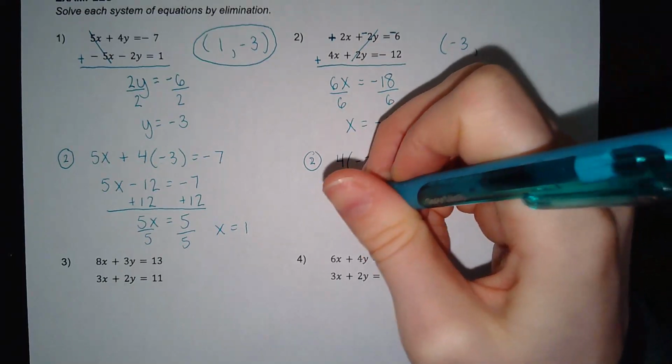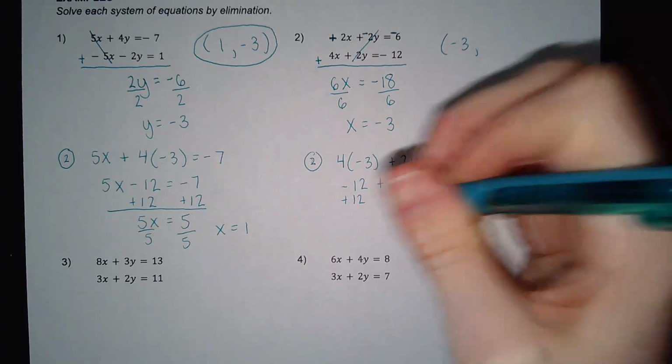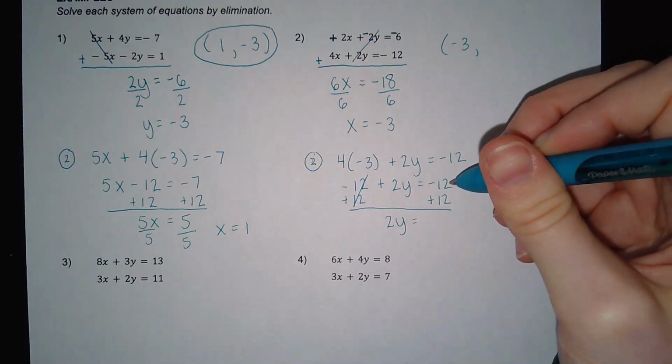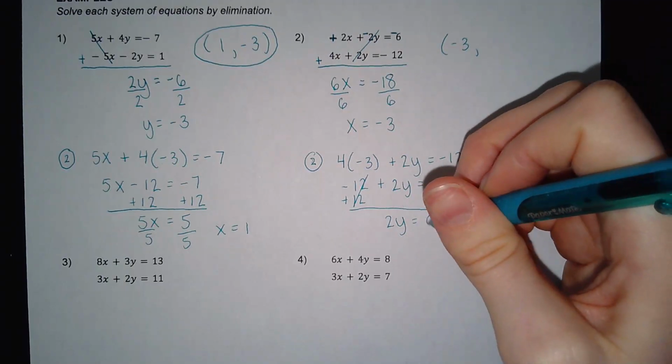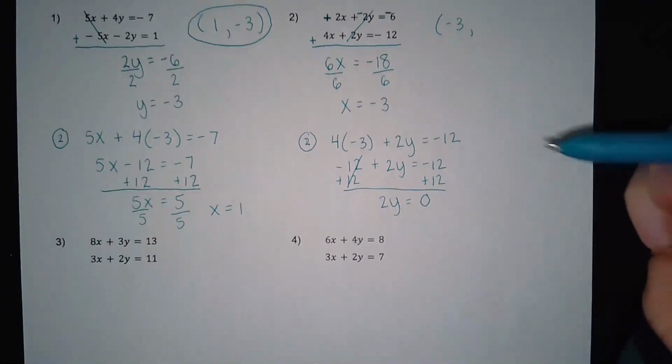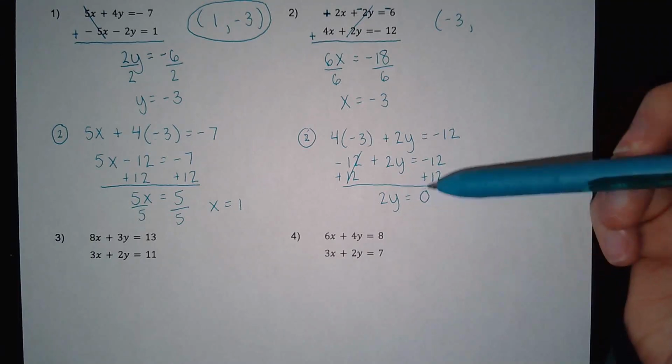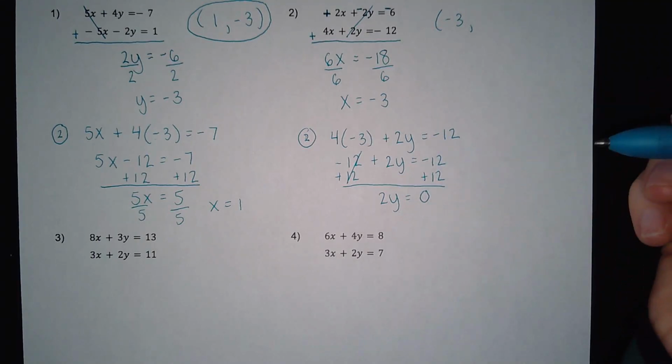To move that negative 12, I would add 12. Now, we do want to be careful here. Negative 12 plus 12 is 0. It is possible you might get 0. We still have a variable here, so it's not like we have no solutions. 0 is a possible solution that we might get.